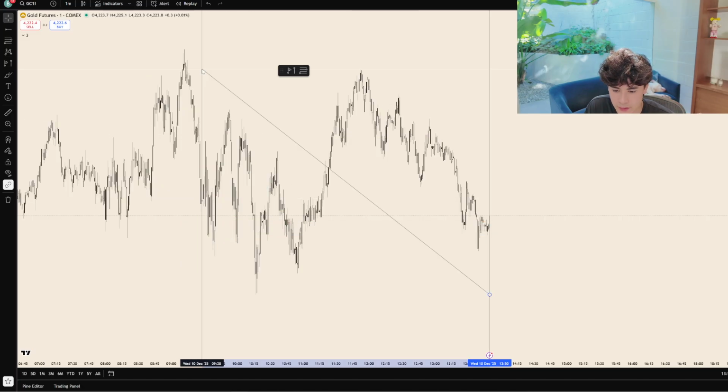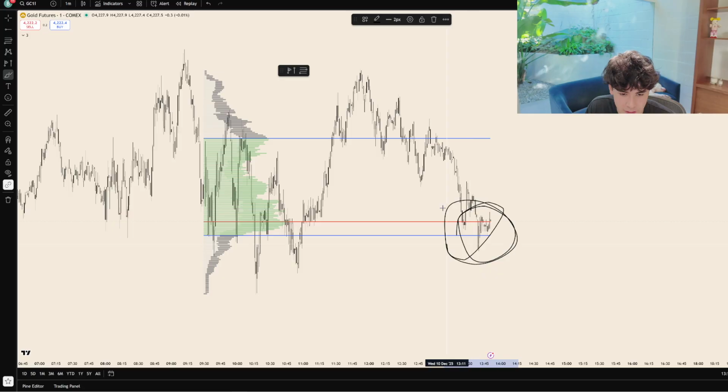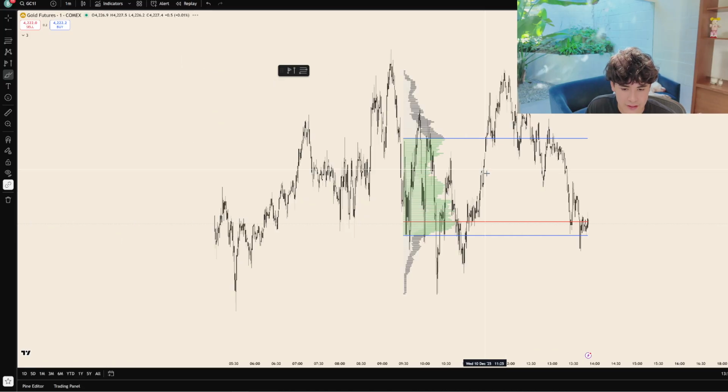Hold on, let me make sure this is right. Okay, so we have the value area high, we have the point of control, and we have the value area low. So price just came down into the value area low here and started to hold. So maybe we can expect price to trade up to this point of control, which it already did, not too big of a move at all. And maybe we could potentially target the value area high as well.